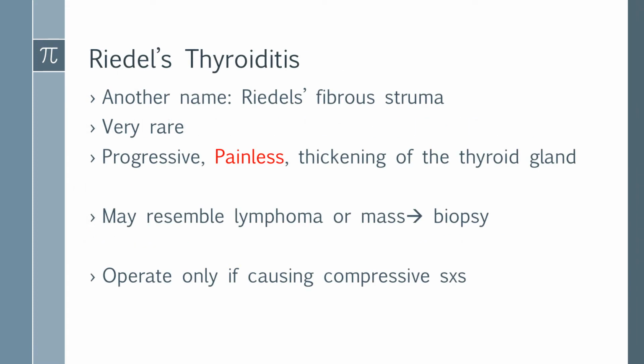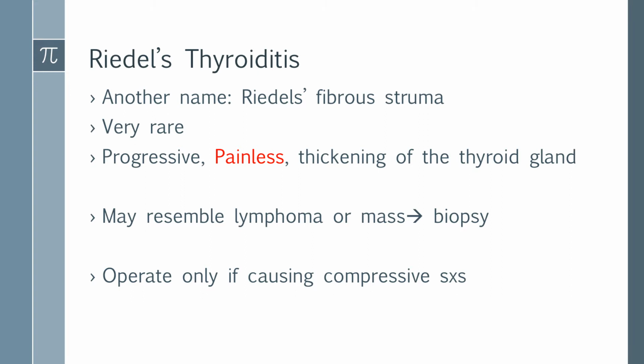Riedel's thyroiditis. I put this here because sometimes it ends up showing up, and people can get it confused with cancer. Thyroiditis is an infection or attack on the thyroid. Riedel's fibrous stroma is another name for it, and it actually tells a lot about the disease, right? It becomes fibrous, so it's a very rare disease. It's progressively getting thick, and the thyroid starts to harden, right? And it's painless.